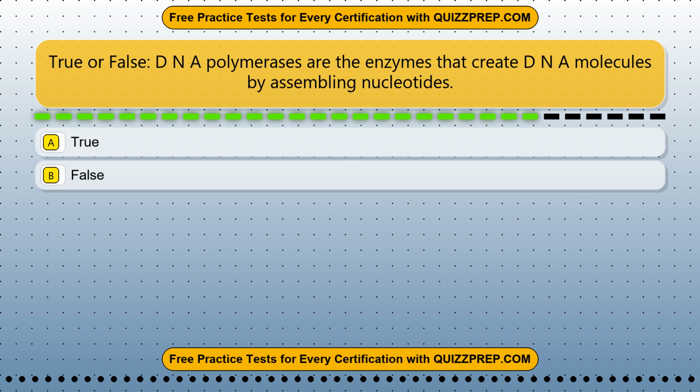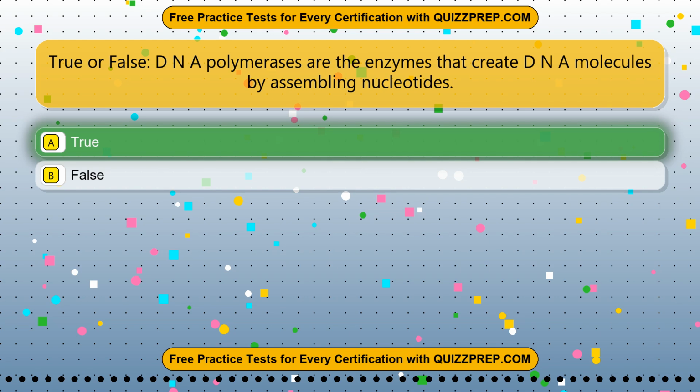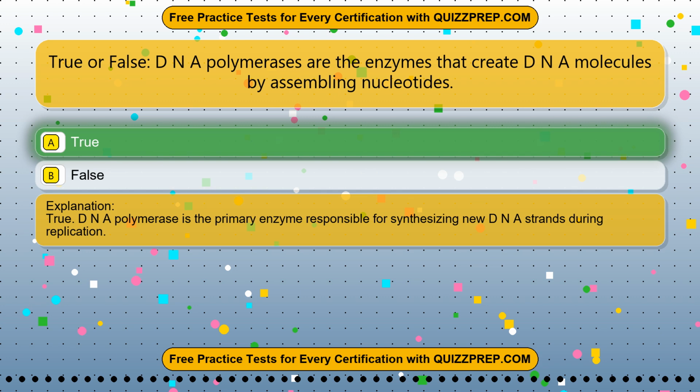Question 47. True or false? DNA polymerases are the enzymes that create DNA molecules by assembling nucleotides. Option A, true. Option B, false. The correct answer is option A, true. DNA polymerase is the primary enzyme responsible for synthesizing new DNA strands during replication.